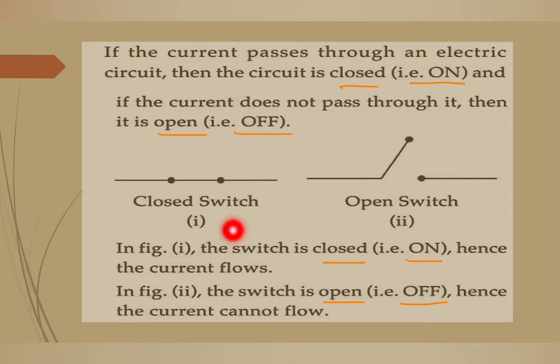This is the diagram for a closed switch and this is the diagram for an open switch. In figure 1, the switch is closed, that is on, hence the current flows. And in figure 2, the switch is off, that is open, hence current does not flow. This is the off circuit and this is the on circuit.